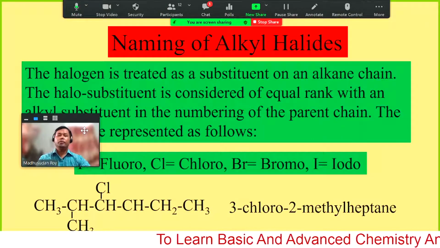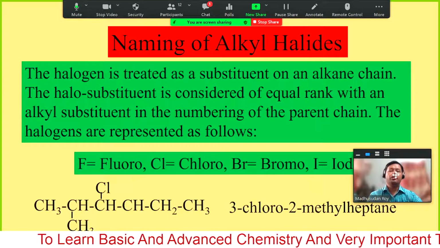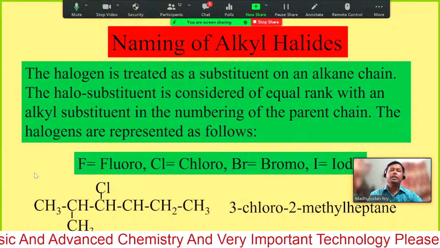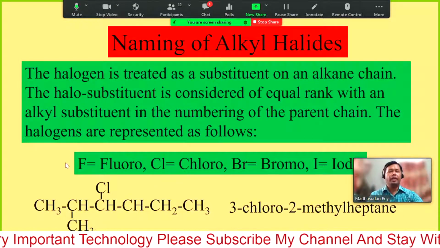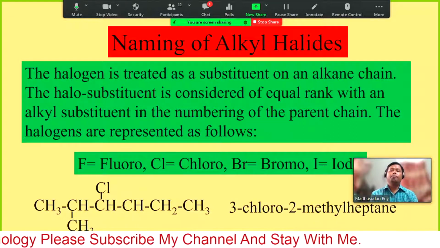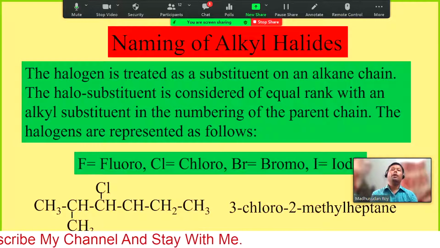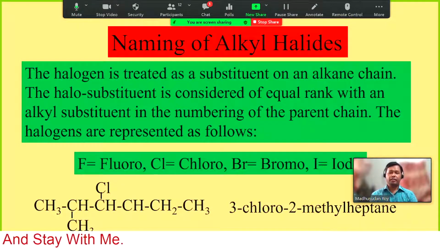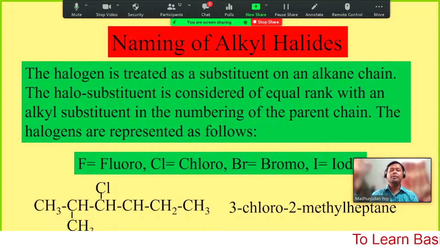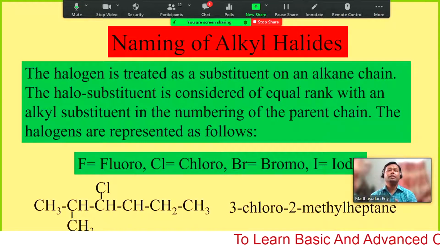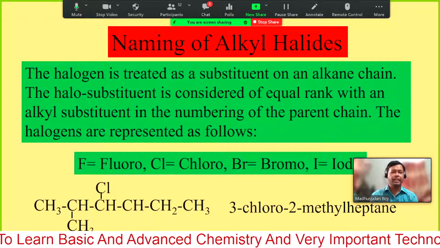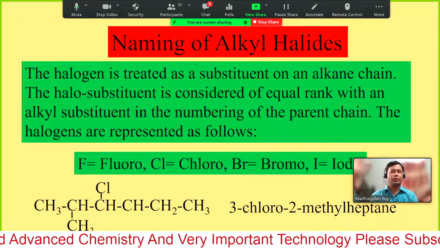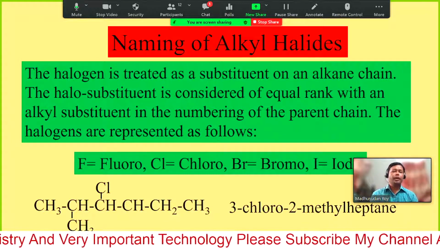So first, as I mentioned, one of the learning objectives is the naming of alkyl halides. This is a very short topic, I will cover it in just this slide. For any organic compound or alkyl halide, if you have a halogen, you need to consider it as a substituent. Substituent means a side chain, but as this is only one atom, we don't need to think about a side chain or branch, we just consider it a substituent. That means one hydrogen is replaced by one halogen.